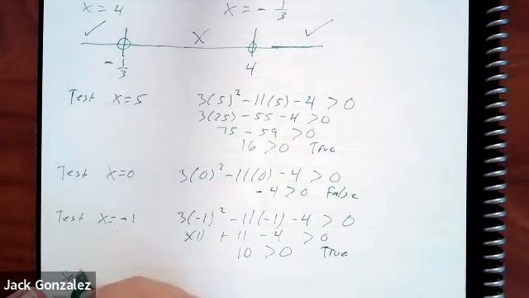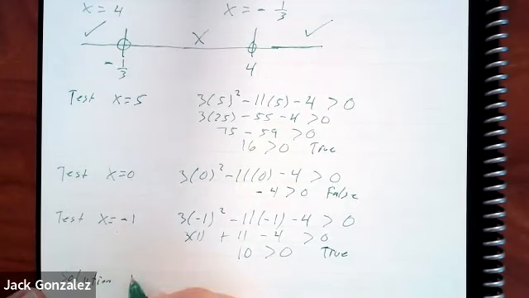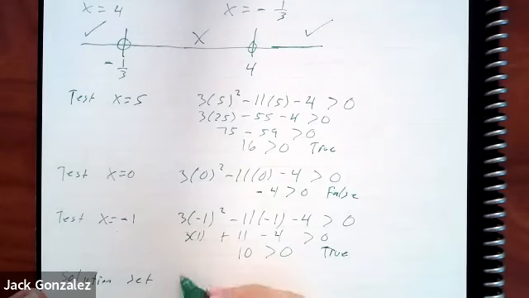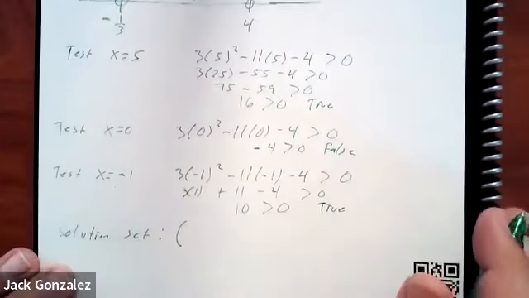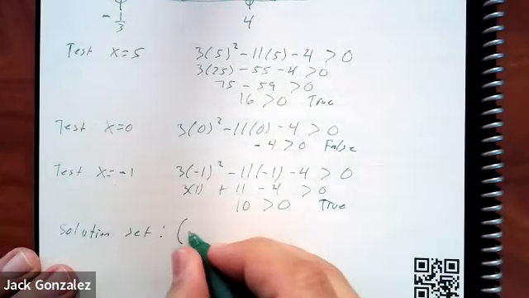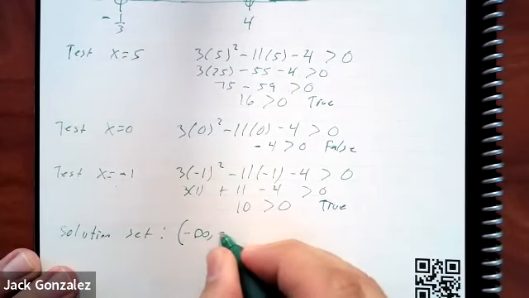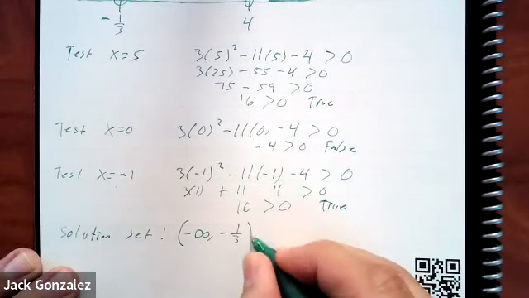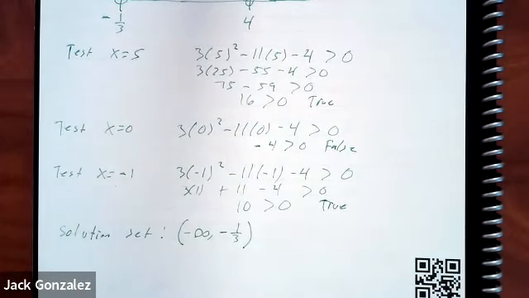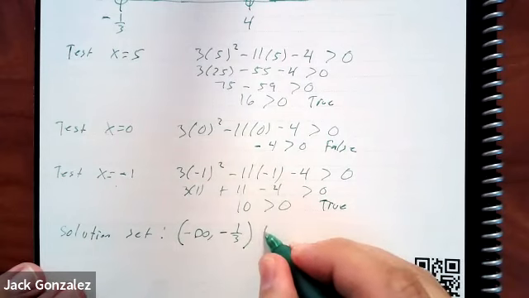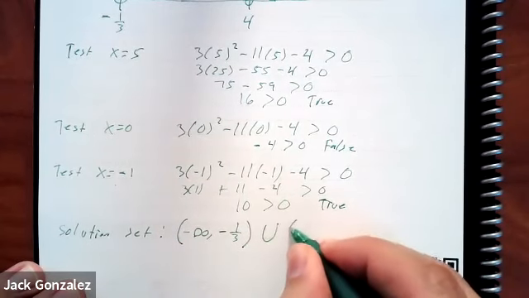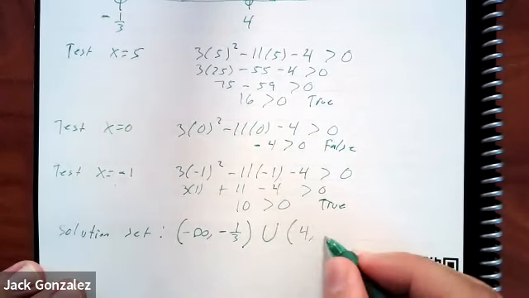So the solution set is gonna be negative infinity all the way until -1/3, but do not include the third. Then you have to do a union, combine it with the other part, everything above 4.